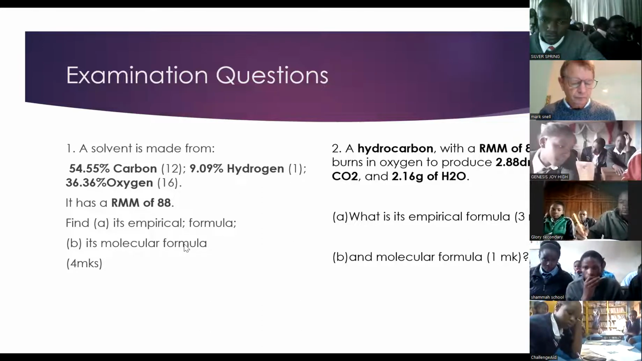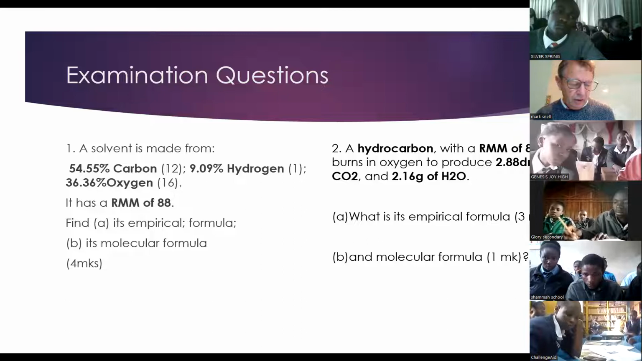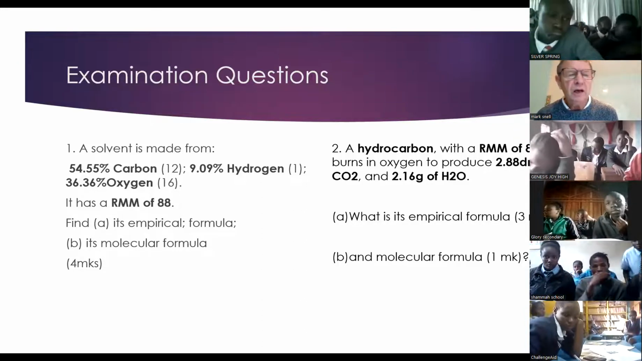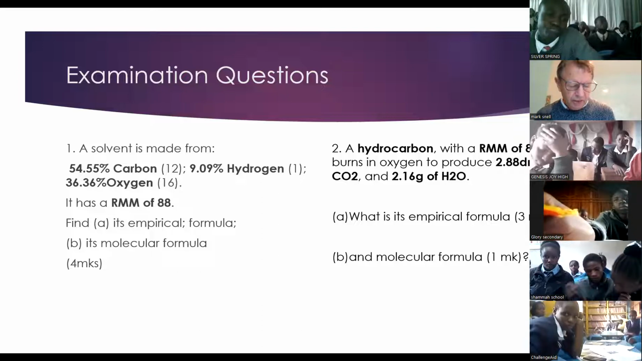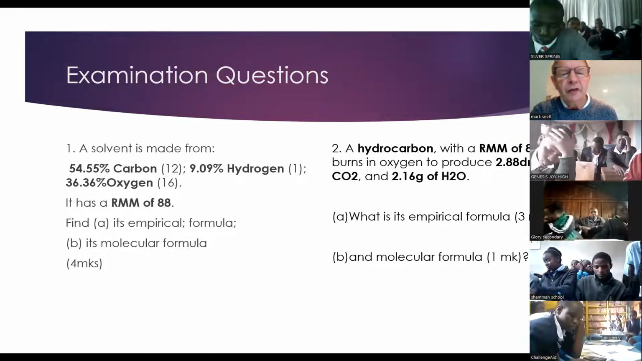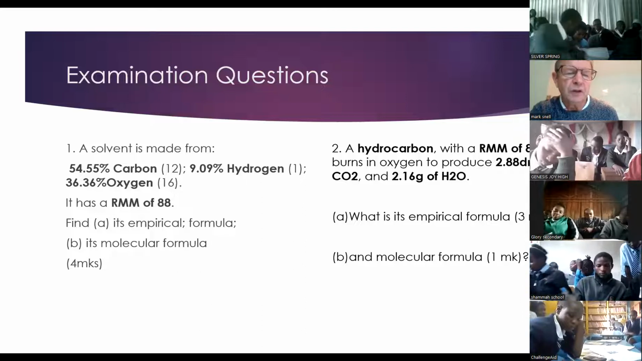Okay. So in the first one, if I have 54.55 percentage of carbon, divide that by 12, I have an answer of 4.545. The hydrogen is twice as much, and the oxygen is half as much.